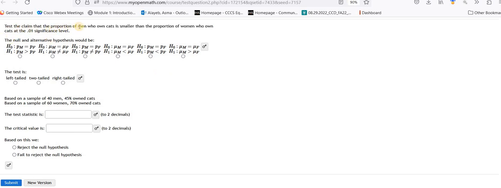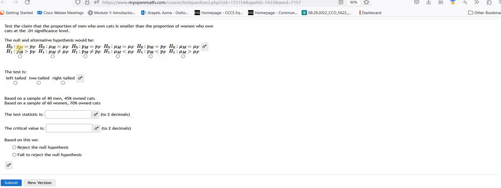Test the claim that the proportion of men who own cats is smaller than the proportion of women who own cats at 0.01 significance level. Now we're comparing two population proportions, so the null and alternative hypotheses have to be proportions. The null hypothesis is a statement of equality, and the alternative hypothesis suggests that the proportion of men who own cats is less than the proportion of females who own cats.